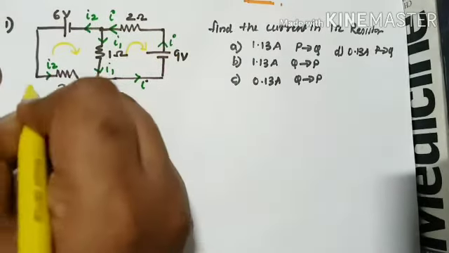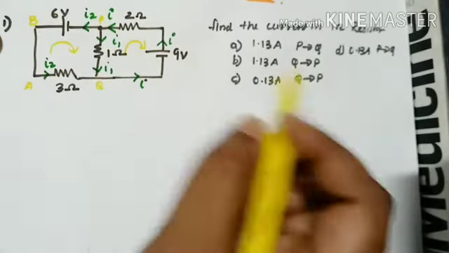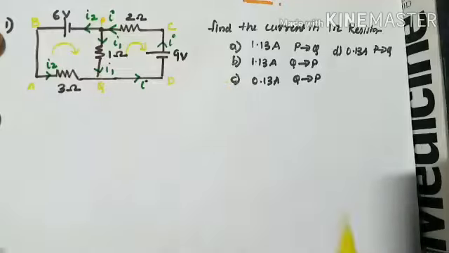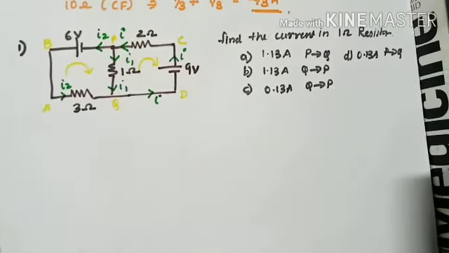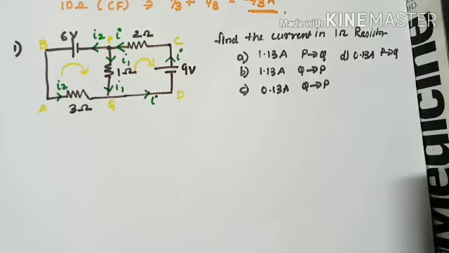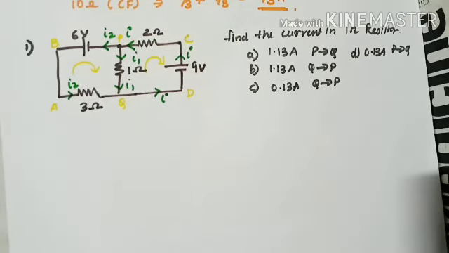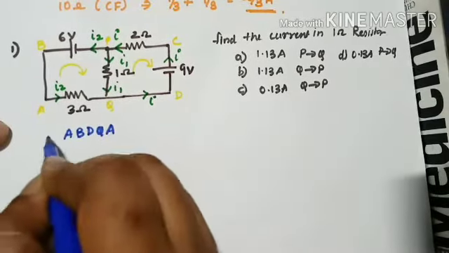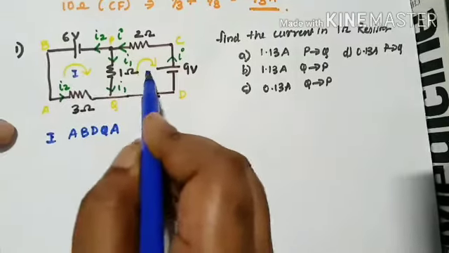Okay, let's name the nodes. This is A, this is B, this is P, Q, because the question has PQ. So this is P, Q, C and D. Right, these are the names of the circuit. It's much clearer. Autofocus is going on. Right. Now let's start. I'm going to take loop A B D Q A. A B D Q A. That is my first loop. Right, loop 1, and this is loop 2.